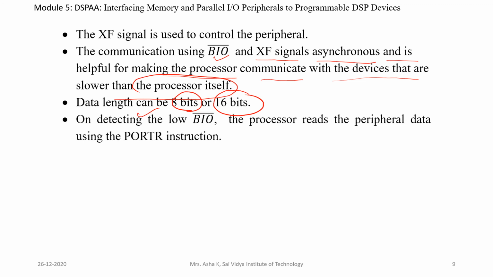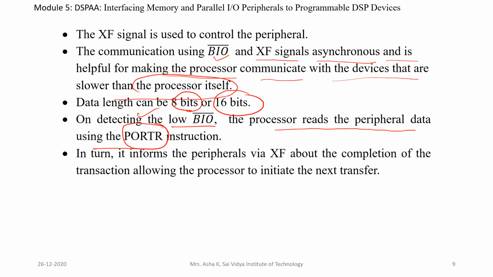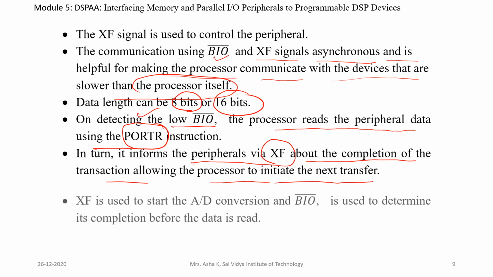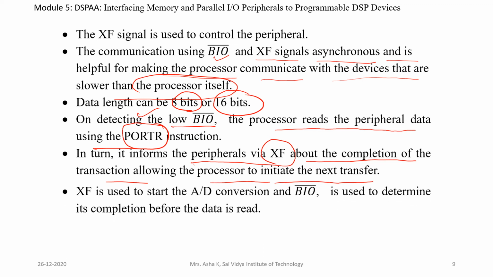On detecting the low BIO bar signal, the processor reads the peripheral data using the port read instruction. And in turn, the peripherals, via the external flag, signal the completion of the transaction, allowing the processor to initiate the next transfer. The XF signal, that is the external flag signal, is used to start the A to D conversion, whereas the BIO signal at the DSP processor is used to determine its completion before the data is read.